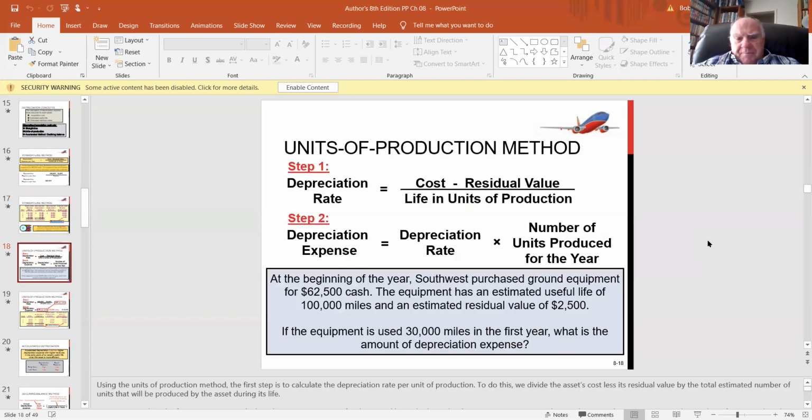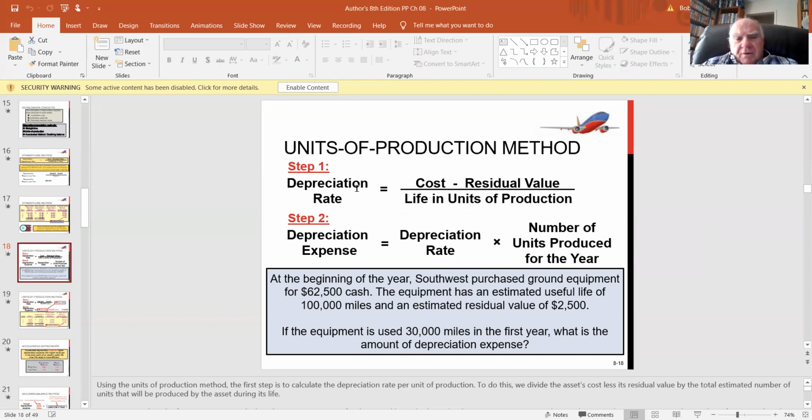Let's look at this one now. Here, they bought the same ground equipment under the same scenario. Only here, they're not depreciating it by year. They're depreciating it by the mile. Units of depreciation. The units here are the mile. If it was a machine, it could be the number of units stamped or something.